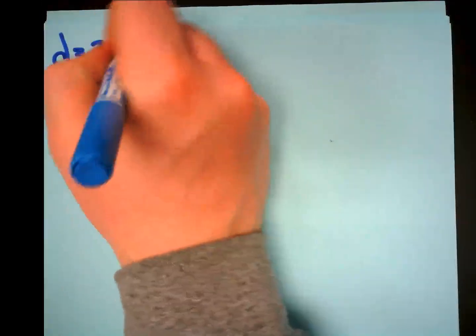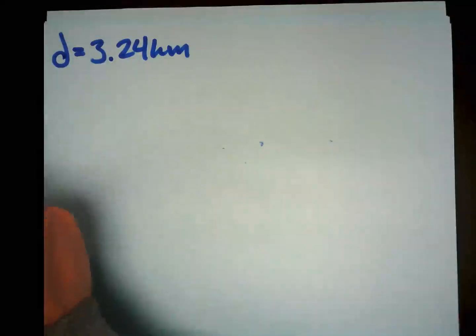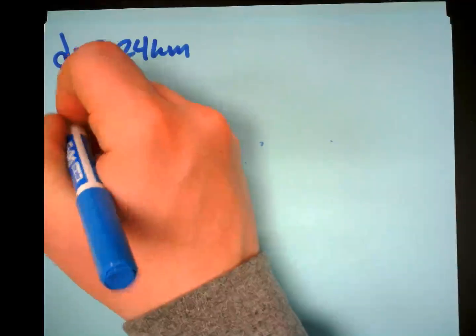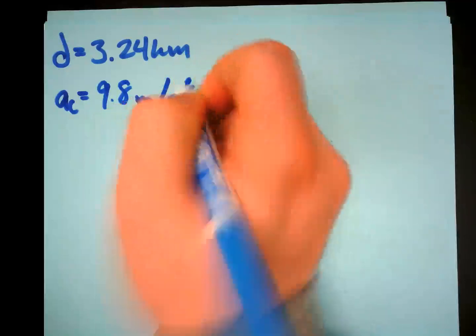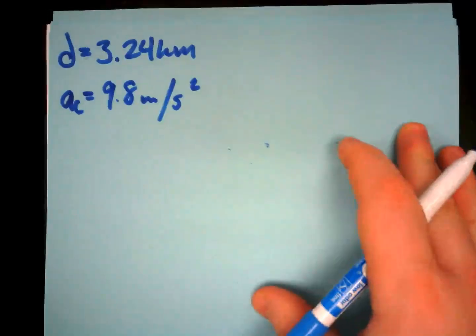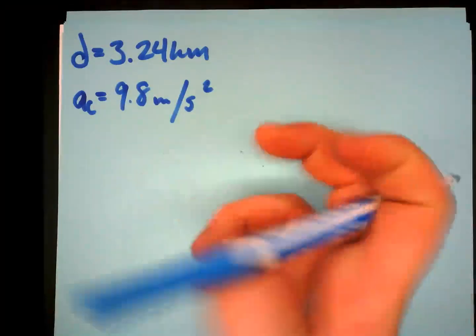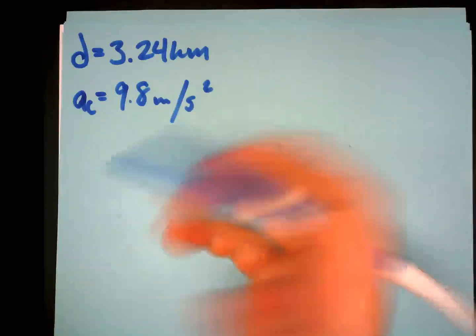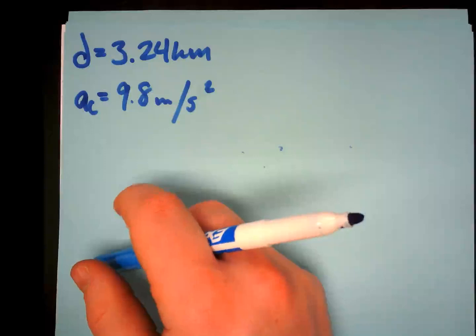So here's what we're given. We're given diameter, which is 3.24 kilometers. Okay, and that's pretty much what they give us as far as numbers are concerned. But we also know that the centripetal acceleration needs to be 9.8 meters per second squared. We know that because it says that we want the centripetal acceleration to be equal to that of Earth's, and so it has to be 9.8 meters per second squared.